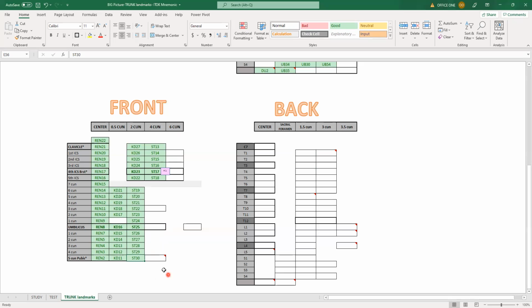But so we're going to start here with spleen 12, which is 3.5 soon. So that's why it has a red corner comment. That is 3.5 soon, but the line is 4 soon.